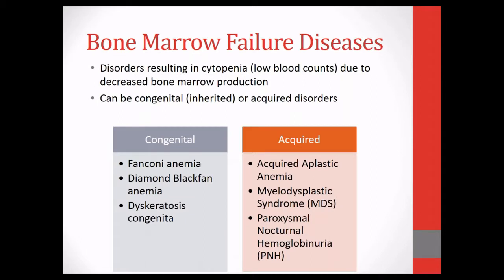Bone marrow failure diseases can be congenital or inherited, or can be acquired over time. These disorders result in low blood counts or cytopenia due to decreased production in our bone marrow. Congenital bone marrow failure diseases include Fanconi anemia, Diamond-Blackfan anemia, and dyskeratosis congenita. However, today we'll be talking about acquired bone marrow failure diseases, including acquired aplastic anemia, MDS, and PNH.